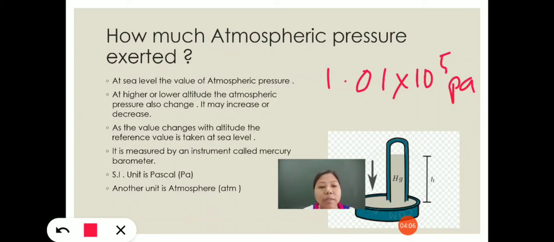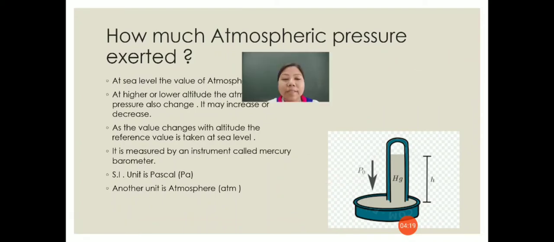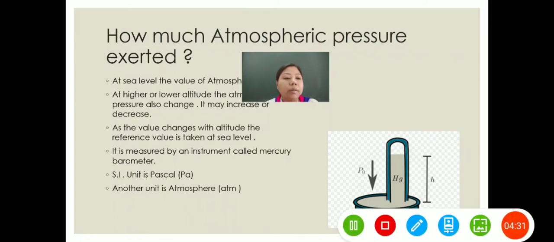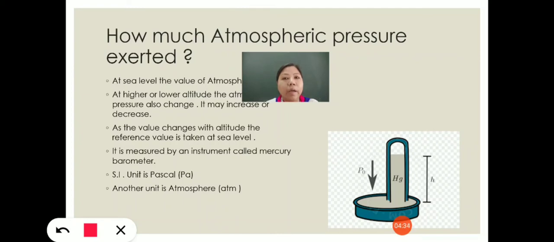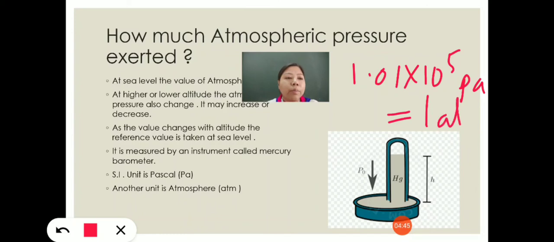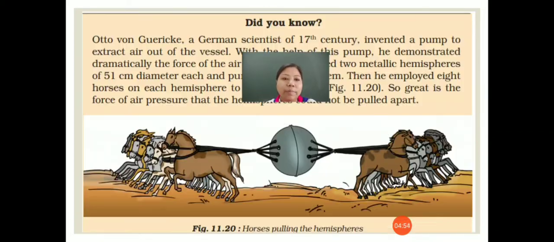There is an instrument called mercury barometer which is used to measure atmospheric pressure. The SI unit of atmospheric pressure is Pascal. Also, another unit called atmosphere is used. The value of atmospheric pressure at sea level is 1.01 into 10 to the power of 5 Pascal, which is equal to 1 atmosphere. So, both the units are used for measuring atmospheric pressure.